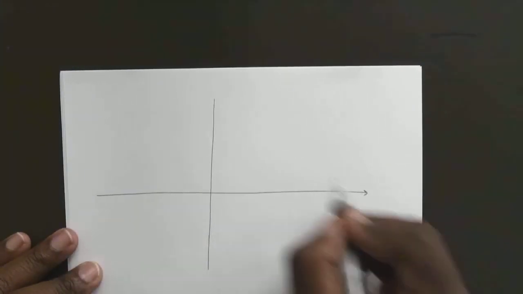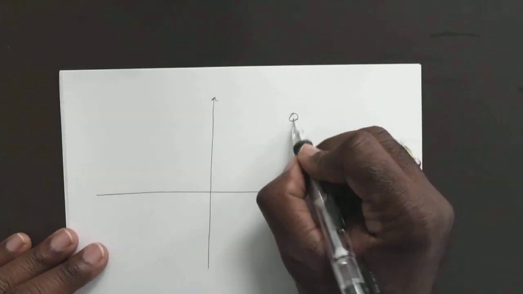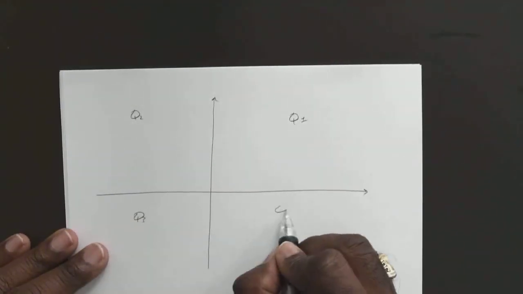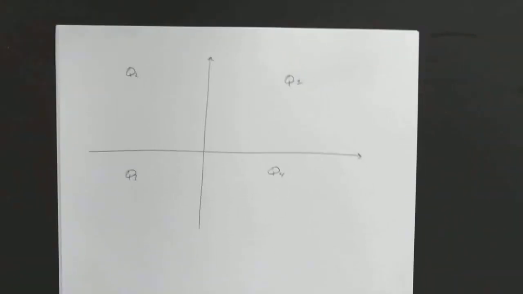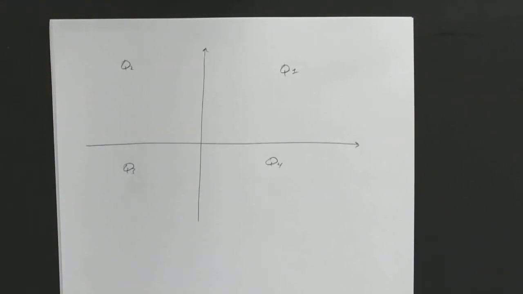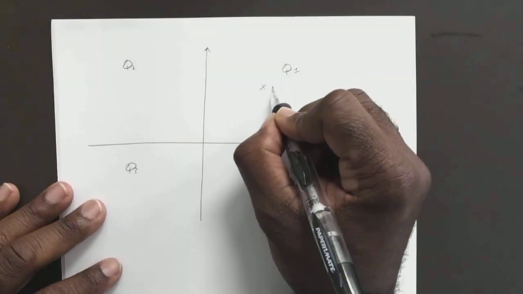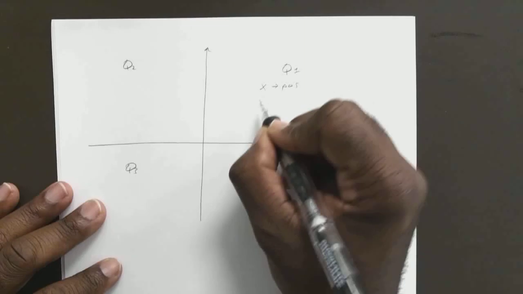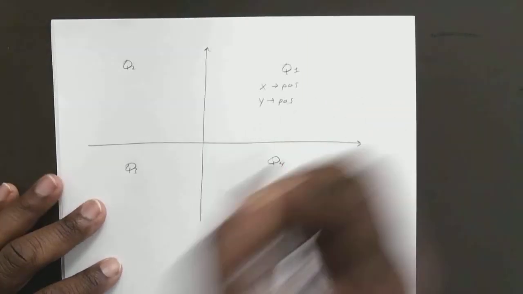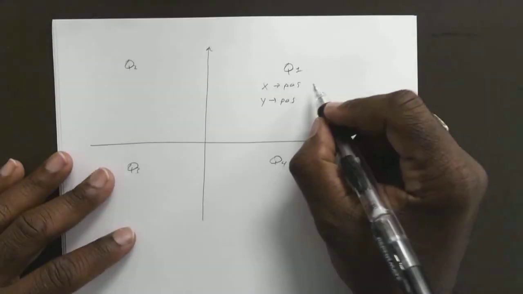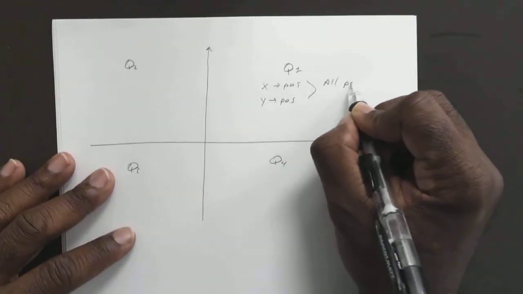Okay, so let's say we have our first quadrant, our second quadrant, our third, and our fourth. Okay, so in the first quadrant, we know x is positive and y is positive, which means the reciprocal of sine is positive, the reciprocal of cosine is positive, sine over cosine is positive, cosine over sine is positive. They're all positive.